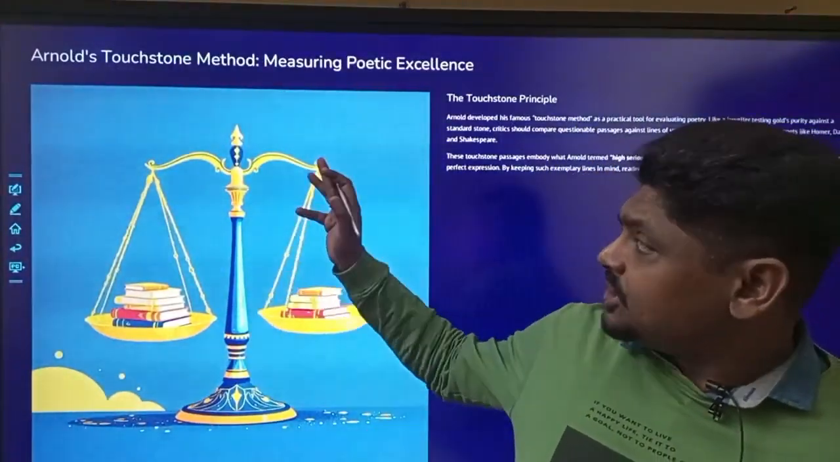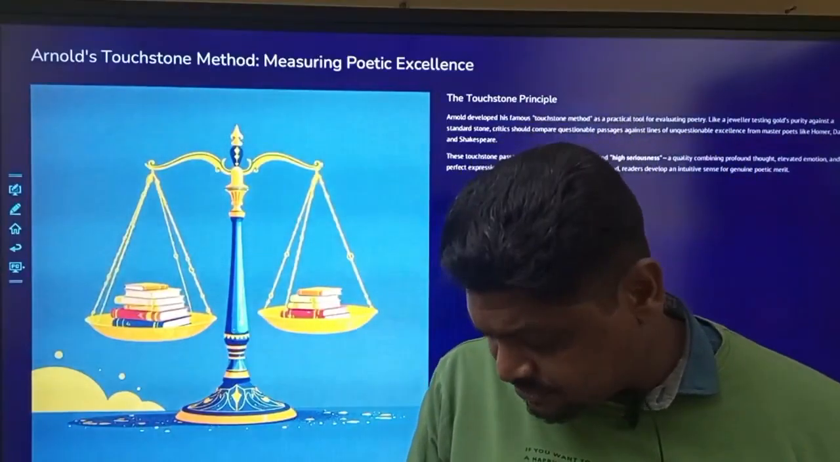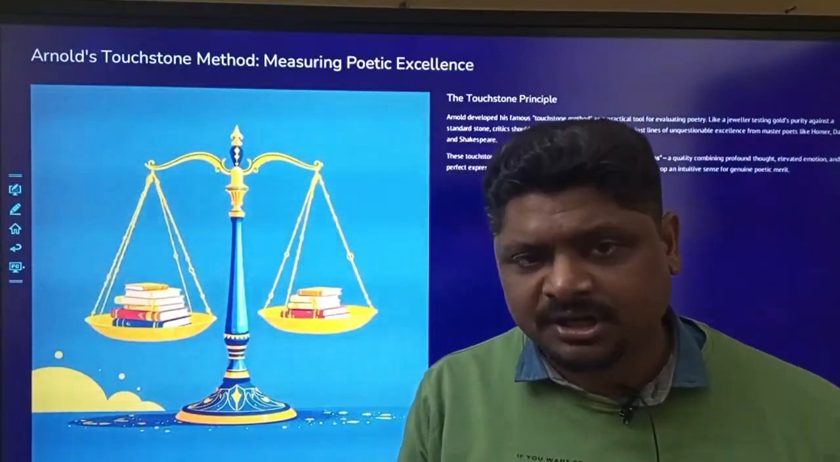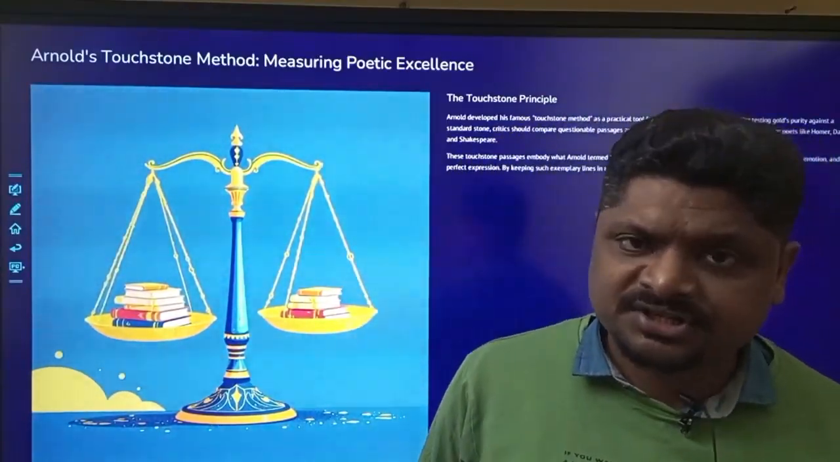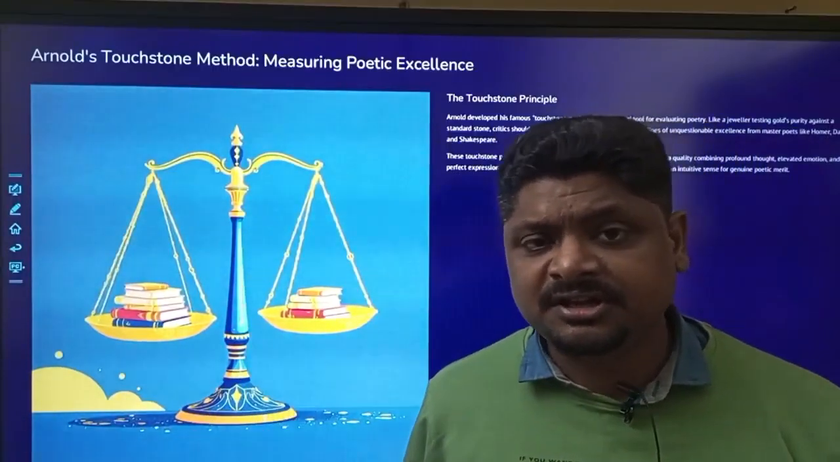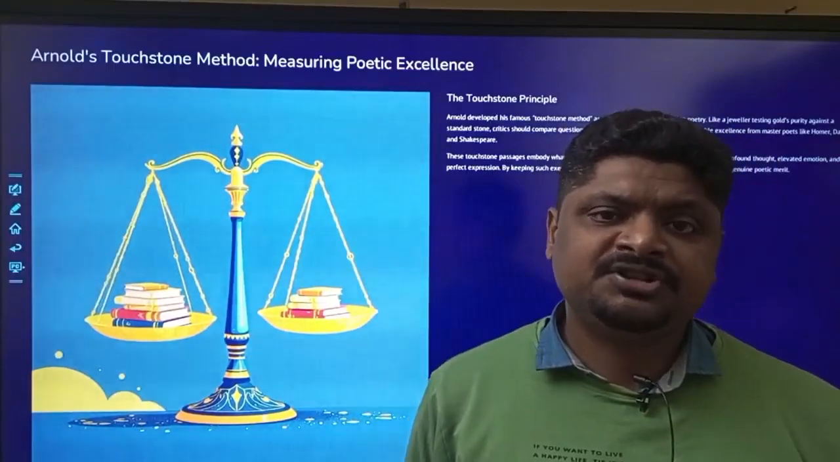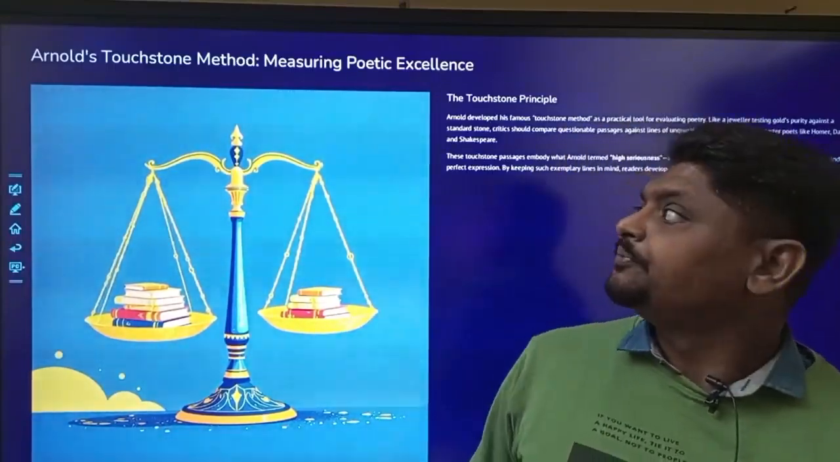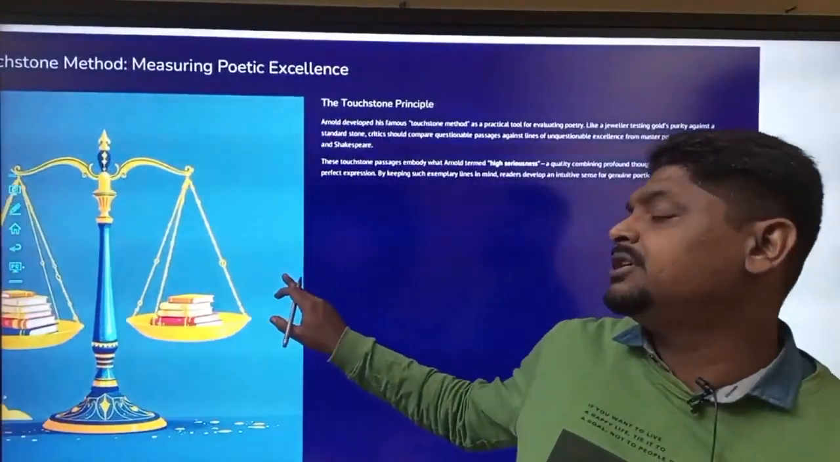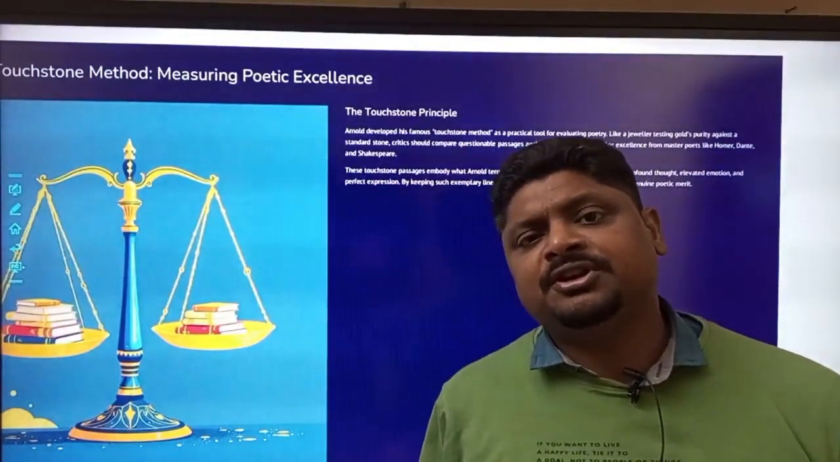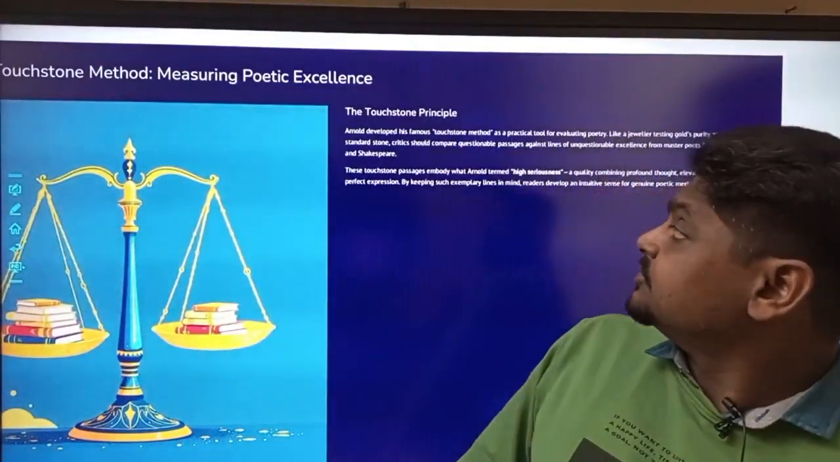Now Arnold's touchstone method, we have already talked about it, but anyway, let us discuss it once, because in this writing, in the study of poetry, Arnold gives this idea of the touchstone method. Measuring poetic excellence. How to measure poetic excellence.